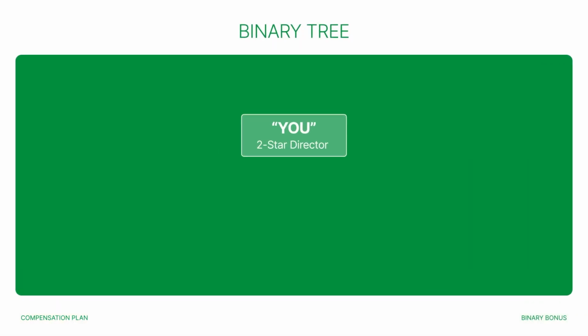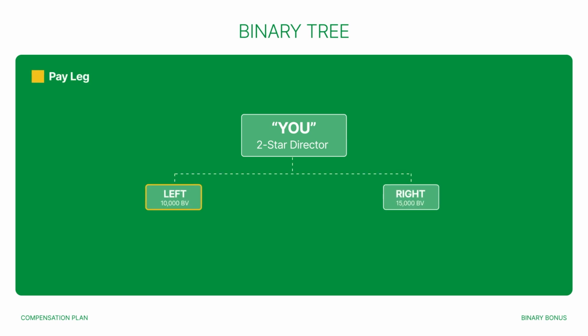Your paid rank this week is 2-star director, and you have 10,000 in BV on the left side of your binary and 15,000 in BV on the right side of your binary. This means that your left leg is your pay leg, since it contains less BV than your right leg. As a 2-star director, your binary bonus earning rate is 9%. This means that you are eligible to earn 9% on the 10,000 BV in your pay leg, or $900. Since this is under the maximum weekly binary earnings amount, the full $900 is awarded.